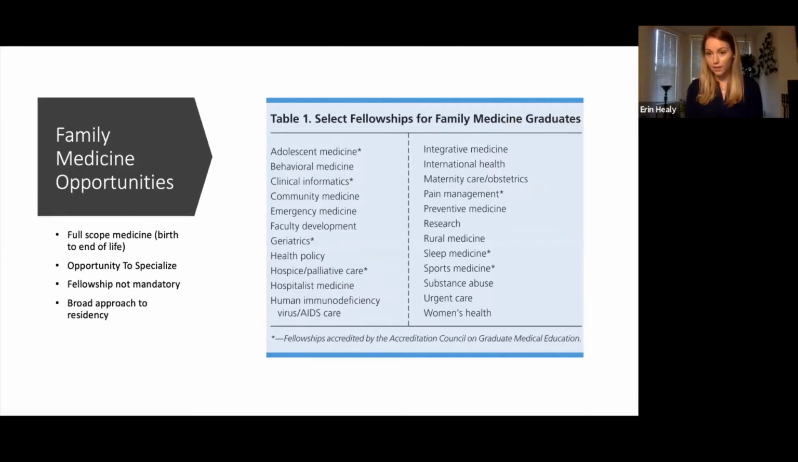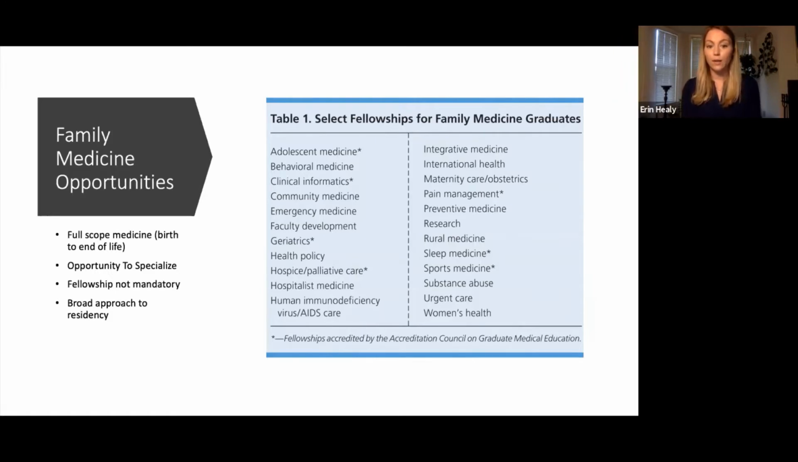Again, fellowships are not necessary or mandatory. I myself am not doing a fellowship. I did have interest in sports medicine at one point, but realized that through my training, I do feel strong enough to practice sports medicine generally in my day-to-day clinic. So I'll be seeing everything and not working at a sports medicine clinic, but I do have the skills I need to manage sports medicine aspects in clinic.